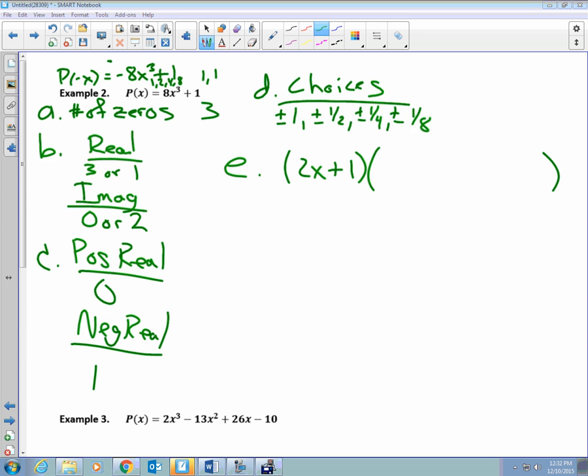Now here's how I remember how to do the cubes. I find the cubed root of each of those. I square the front. What's 2x squared? 4x squared. What's 1 squared? Multiply these together. The last one is always positive. This one is opposite that. So that's how you factor the sum of 2 cubes.